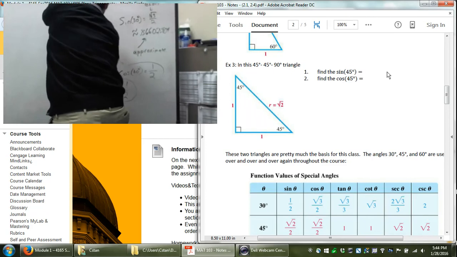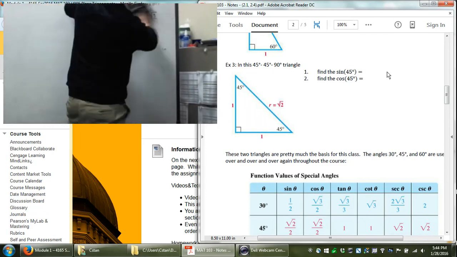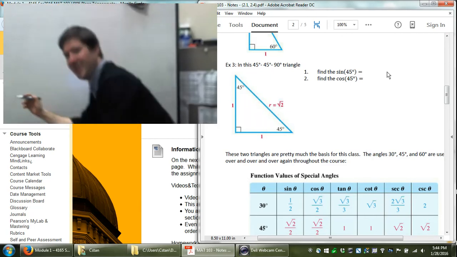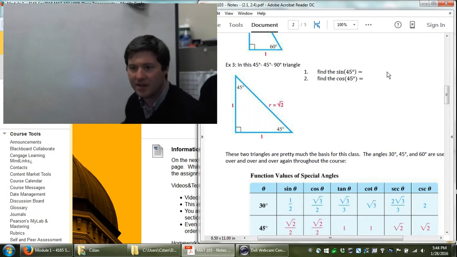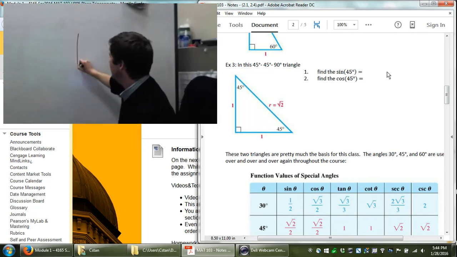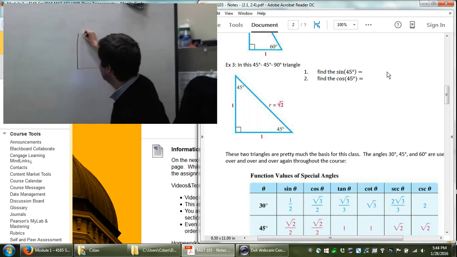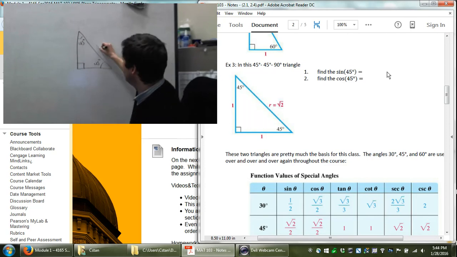Because the side opposite of this angle is the one that's adjacent to this one. And since the sine is the opposite side of 30, and the cosine is the adjacent side of 60, they both involve the same number, and they're all divided by the hypotenuse. So we'll talk more about cofunctions in a minute here. And I'll leave this last one, cosine of 30, for you to do.